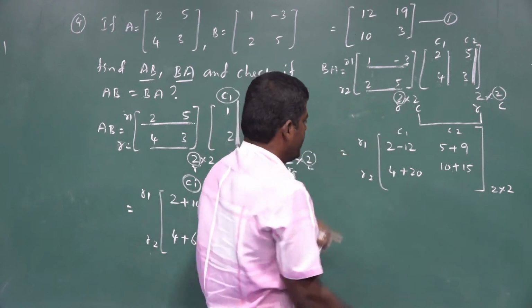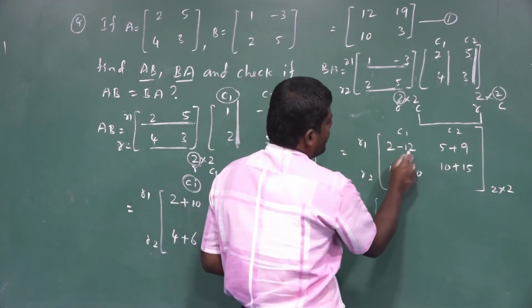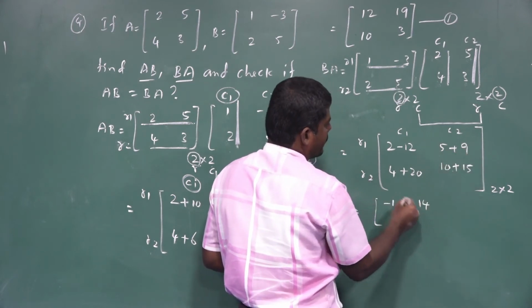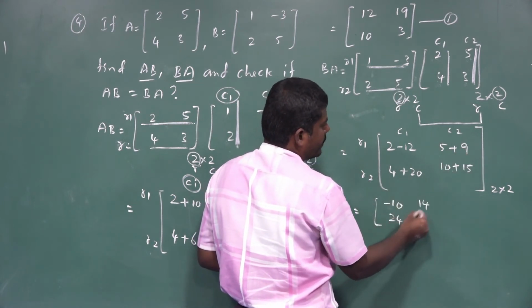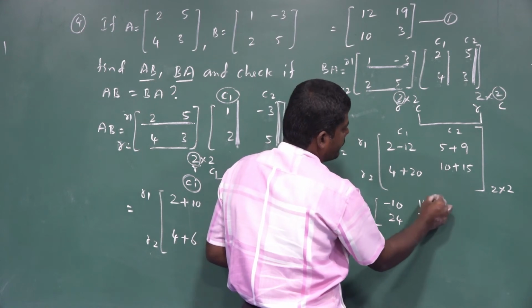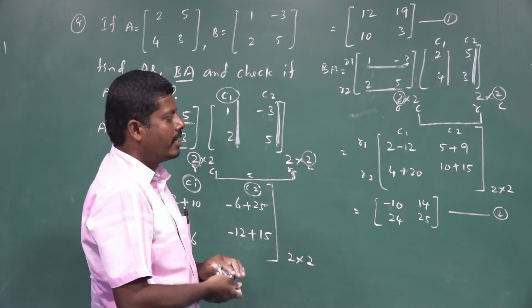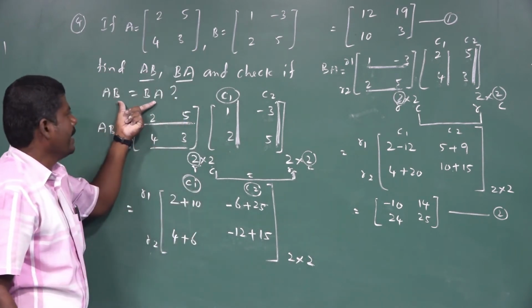Multiplication is over. Next, 2 minus 12, minus 10. 5 plus 9, 14. 4 plus 20, 24. 10 plus 15, 25. This is BA. Understand? Now we check whether AB is equal to BA.